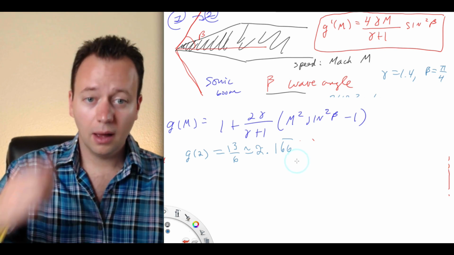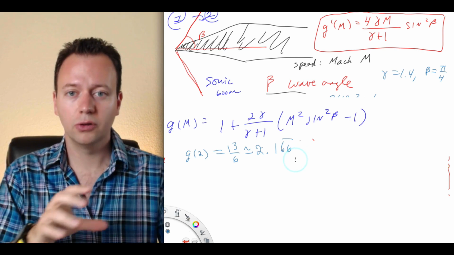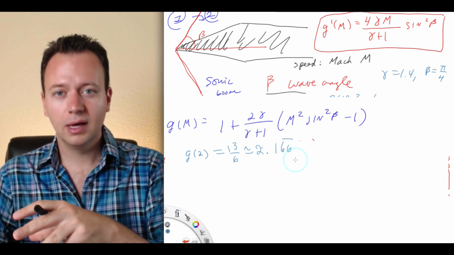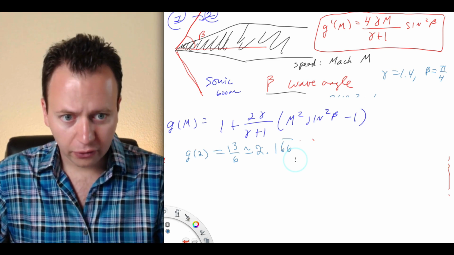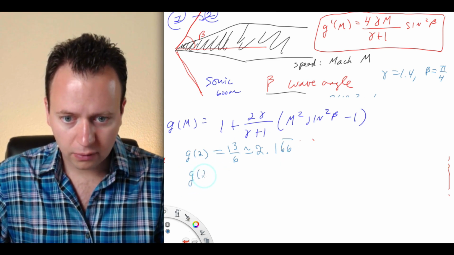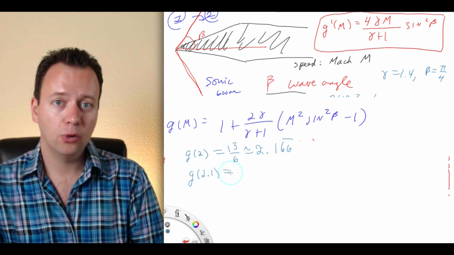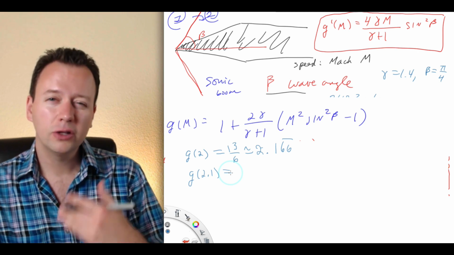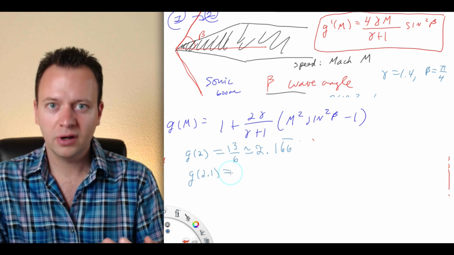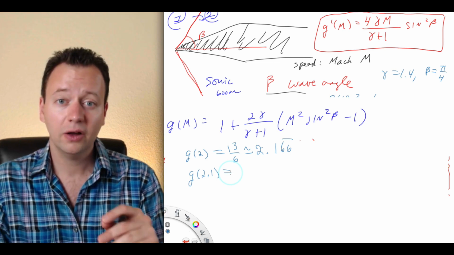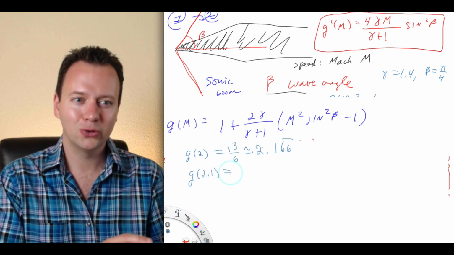So over a 2 times increase in pressure, so the pressure ahead of the shock wave is only half as much as the pressure behind the shock wave. And also, let's compute g of 2.1, because what we're going to do next is compute the exact value of g of 2.1. Then we're going to approximate g of 2.1 using the derivative and the value of g at 2.